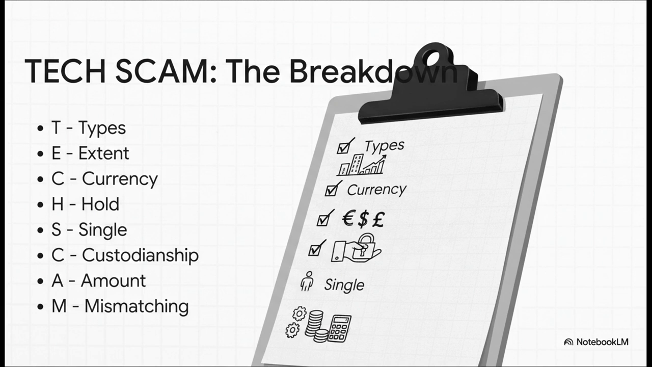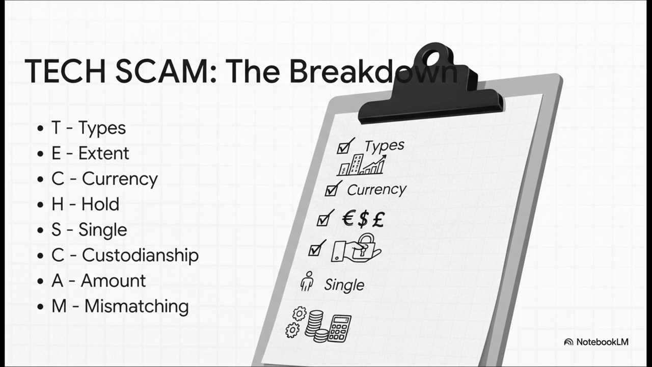Well, here's the breakdown. T, they can tell you what types of assets you can and can't invest in. E, they can limit the extent of any mismatching. C, they can force you to match the currency of your assets and liabilities. H, they can order you to hold certain assets. S, they can limit your exposure to a single counterparty. Another C, they can enforce strict rules on custodianship. A, they can cap the amount of any one asset. And finally, M, they can require a special mismatching reserve.